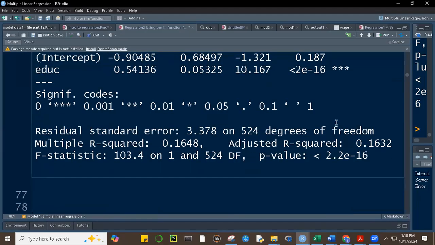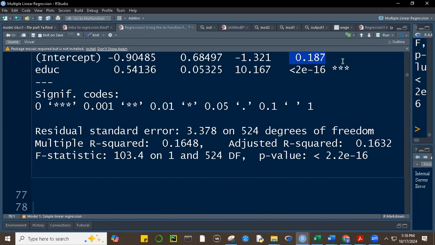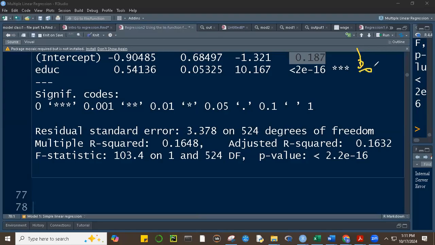Okay, so for your intercept, class, we check if it is statistically significant, if the value of your intercept is statistically different from 0. We said no, because the p-value is 0.187 and it's much higher than 0.05. The null hypothesis here is that your beta null, your b0, which is your intercept, is equal to 0. And we fail to reject this, class, by virtue of your p-value greater than 0.05.